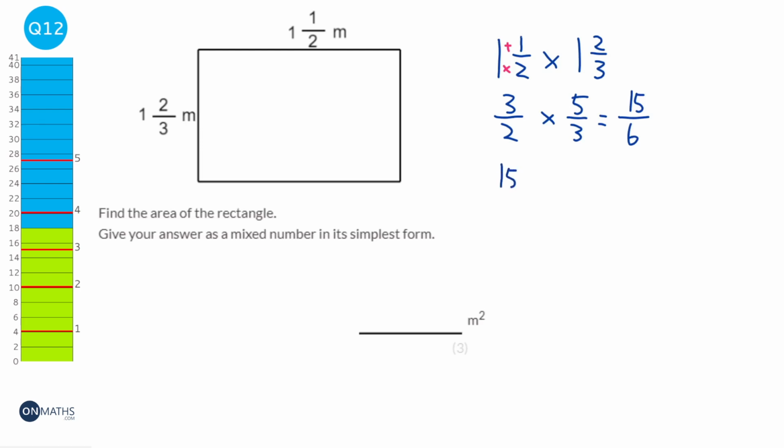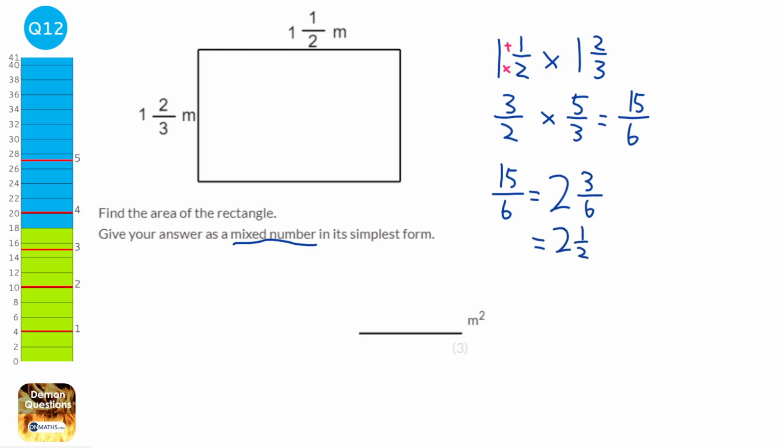So we've got to convert 15 over 6 into a mixed number because it asks for a mixed number. So 15, how many 6s go into 15? Well, first of all we're going to have 2 whole ones. And how many left over? There are going to be 3 left over. Now, 3 over 6 is the same as 1/2 because we can divide top and bottom by 3. So our answer is 2 and a half.